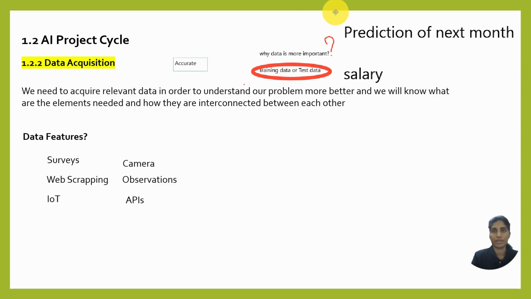It has to be more accurate. Which one? Our training data. Our training data has to be more accurate. The more accurate it is, the better the level of output we get. Okay, the good level of output, the desired output. I would say desired output.